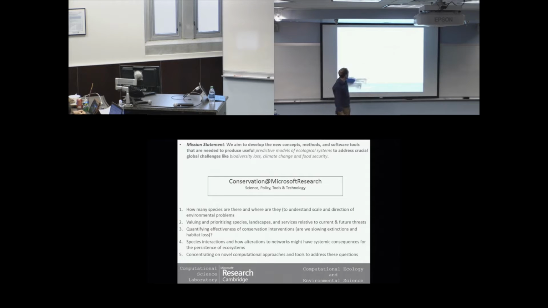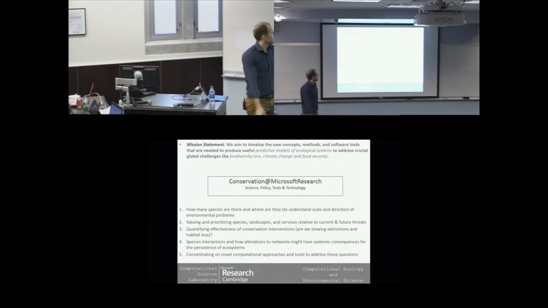Sorry, this is our mission statement: build predictive models of ecological systems, crucial global challenges like biodiversity loss, climate change, food security. My background is in ecology, my undergraduate degree and my graduate degree, both, and we'll talk about that in a second. But I kind of run the conservation side of stuff, and this is a very small subset of the topics that I'm interested in and have published papers on, but they're really kind of core to what keeps me interested and why I do what I do.